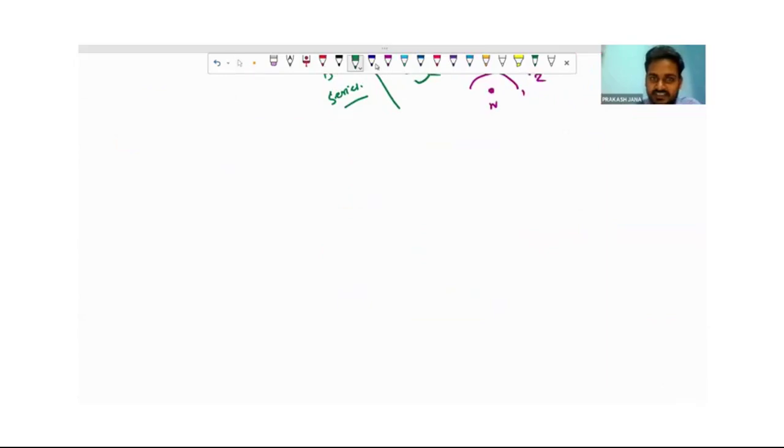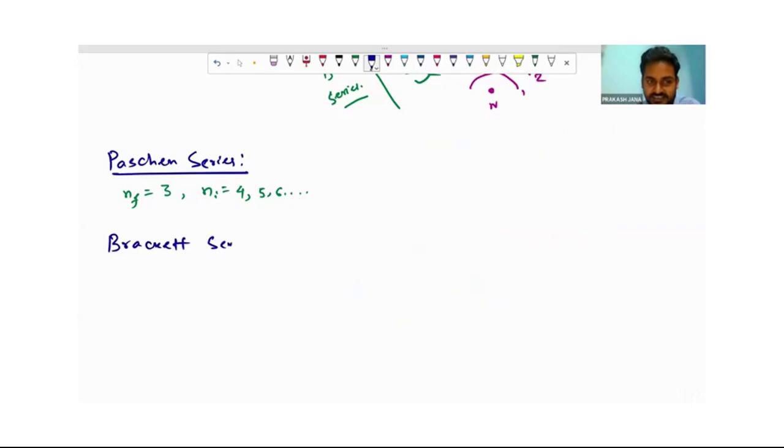Now the next series is Paschen, P-A-S-C-H-E-N. For the Paschen series, the final orbit will be increased by one, that is 3, and the initial is greater than 3, that is 4, 5, 6, and so on. Definitely we will not draw again. Then the Brackett series: here the final state will be increased by 1, that is 4, and the initial ones are 5, 6, 7, 8, and so on.